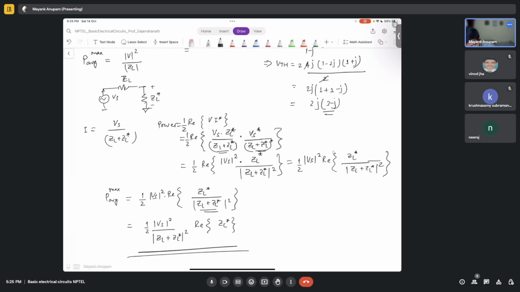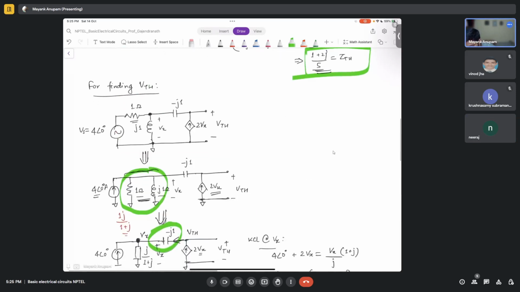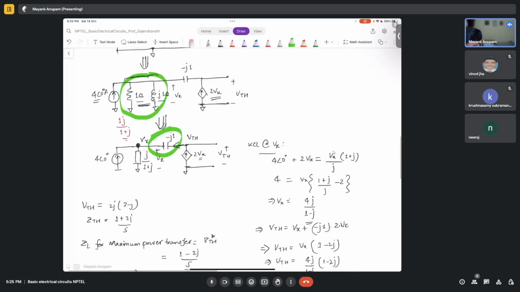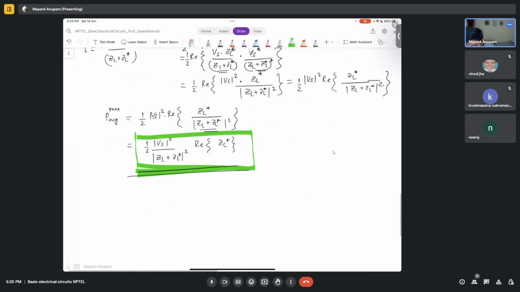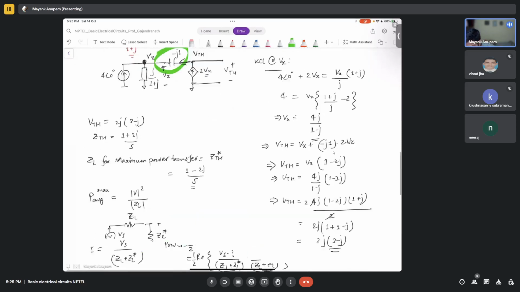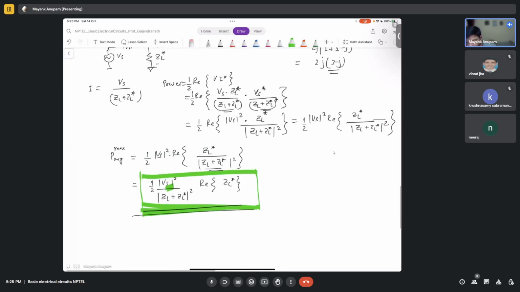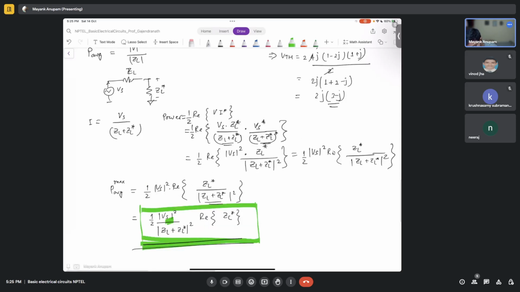So what I want you to do is use this formula here and find out what is the maximum average power that is being delivered here. Go back and try to find out how much is the maximum average power, since you have everything here right now. VS is what? VTH, right? VS is VTH. So you have all those things. Based on that, you can find out what is the maximum average power being delivered here. Okay, sir.